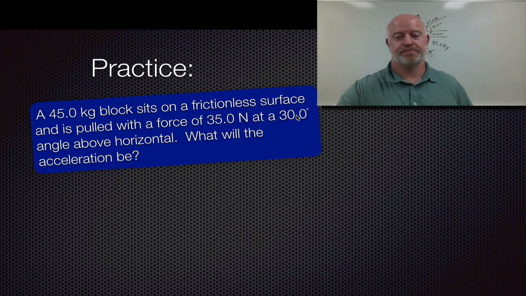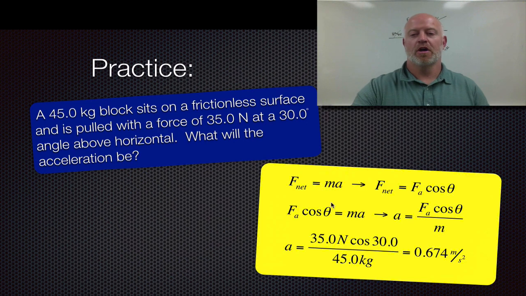So here's your answer. We'll take a look. We know our net force is mass times acceleration. What I did is say my net force is going to be the applied force times the cosine of theta. So I put that into the equation, which means my applied force times cosine theta is m times a. My applied force was 35 newtons times the cosine of the 30-degree angle, divided by my mass, and I got 0.674 meters per second squared.